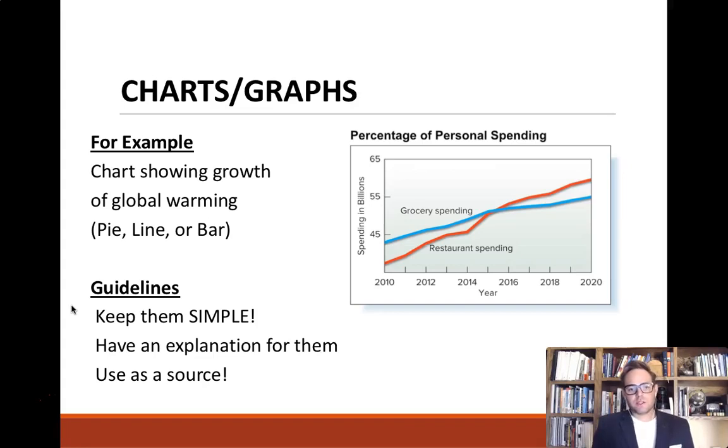The next thing that we could include as a visual aid are charts and graphs. So for example, this is a graph depicting the percentages of personal spending. So when using different graphs, some guidelines, again, keep them simple. It doesn't take a rocket scientist to understand this graph. So it's very, very simplistic, easy to glance at it and appreciate that visual aid.